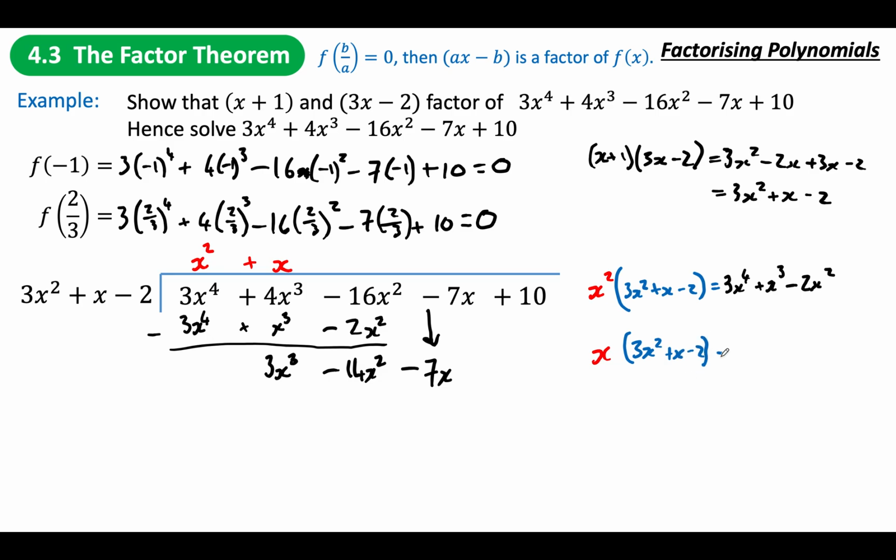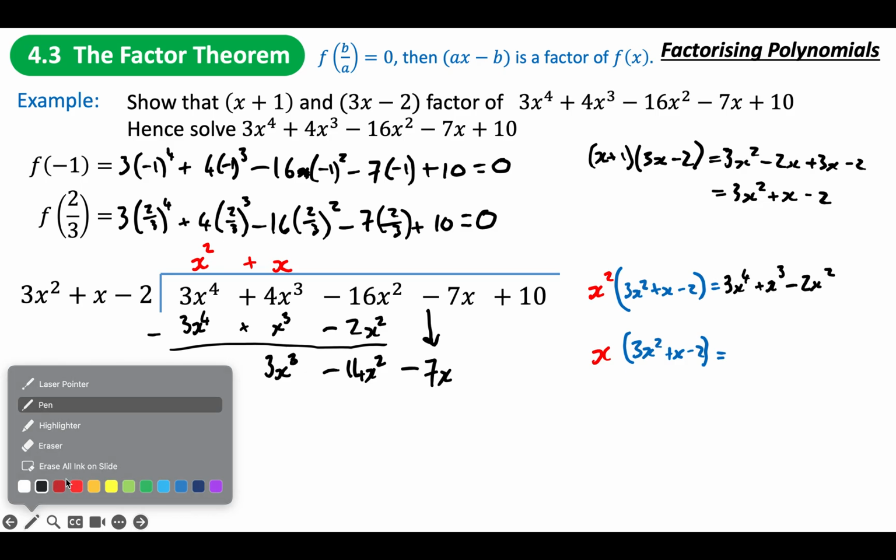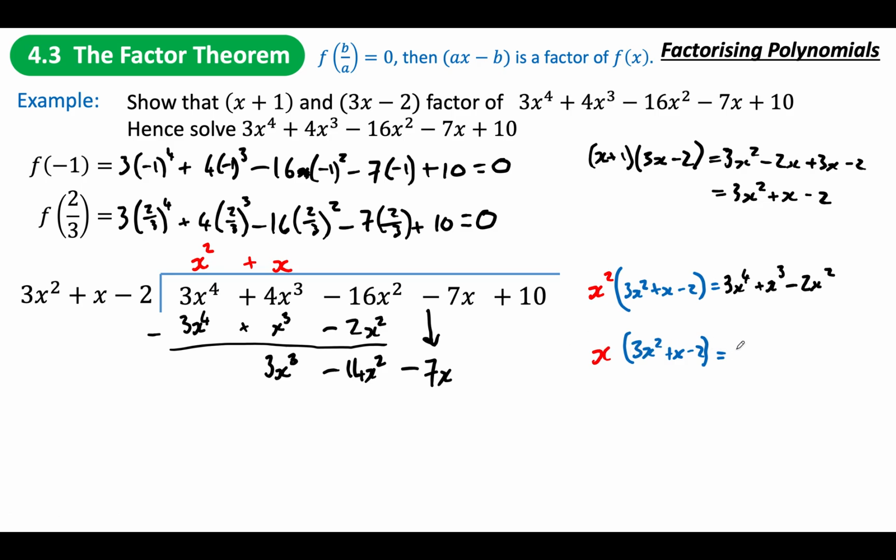Right, there's my original expression. We times it by the x. Sorry, I'm sort of confusing myself now. If we expand the bracket, we have 3x cubed plus x squared minus 2x. And we rewrite that over here: 3x cubed plus x squared minus 2x. Remember, keep all of the bits of your polynomial lined up. And we take one away.